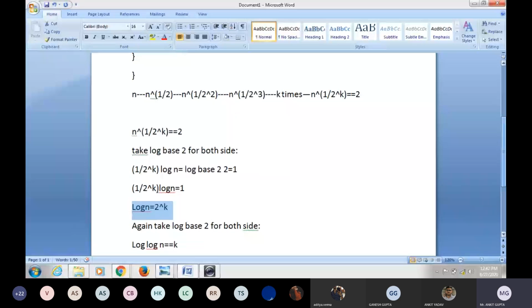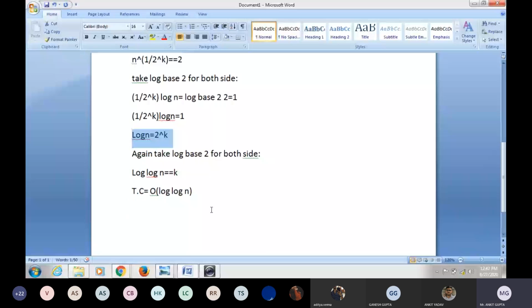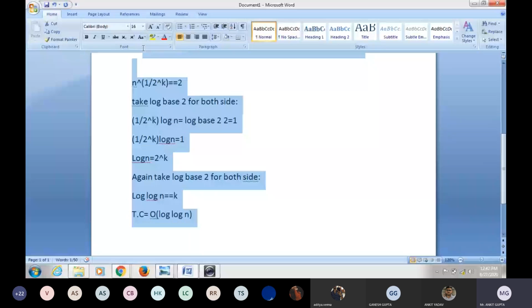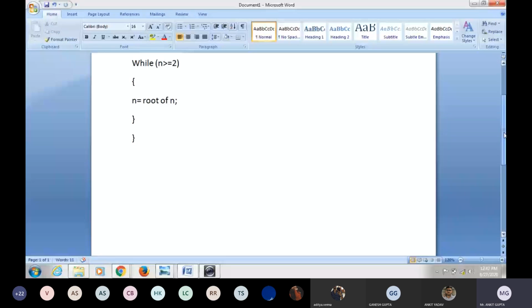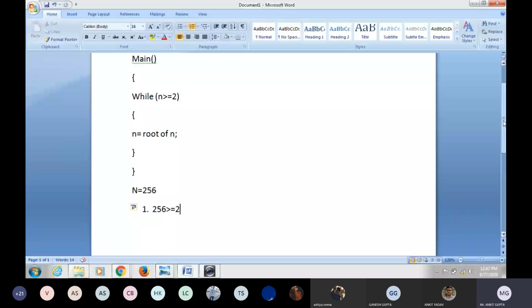Yes. Okay. If suppose you want to take an example, then you can find out the complexity also. So suppose I am taking n value of 256. Now I will find the complexity with the help of an example. In the first step, the condition is true: 256 greater than or equal to 2. Tell me, condition is true.